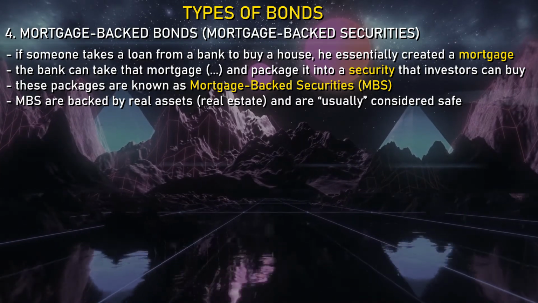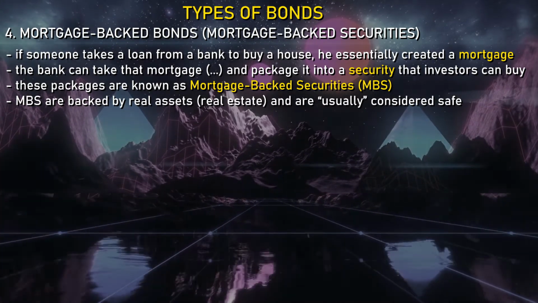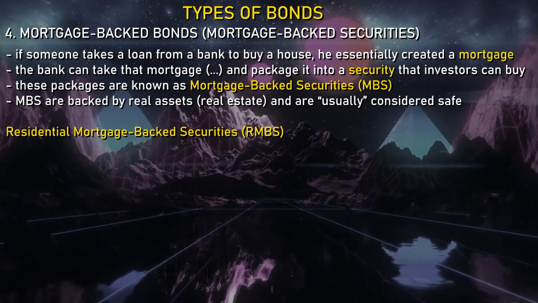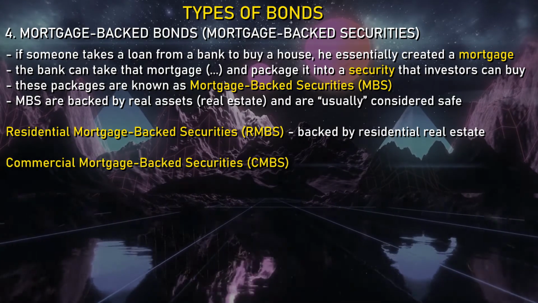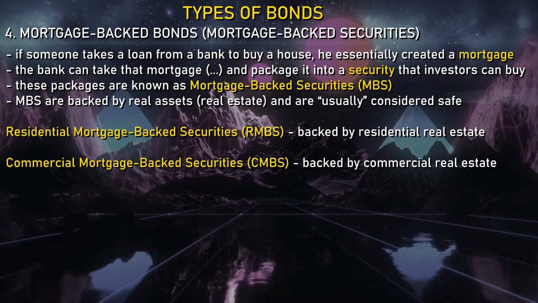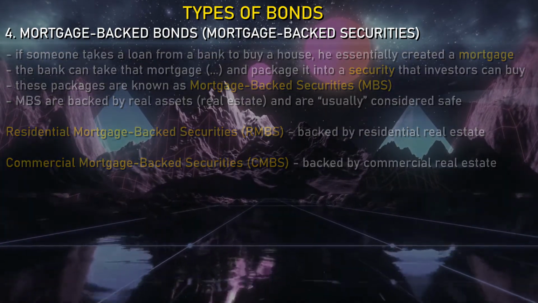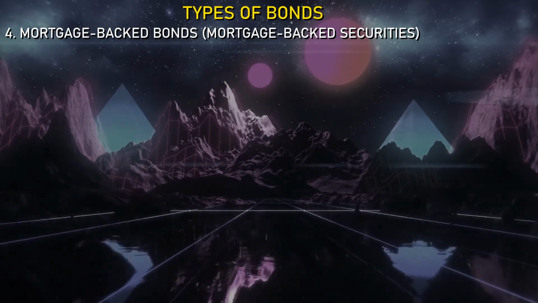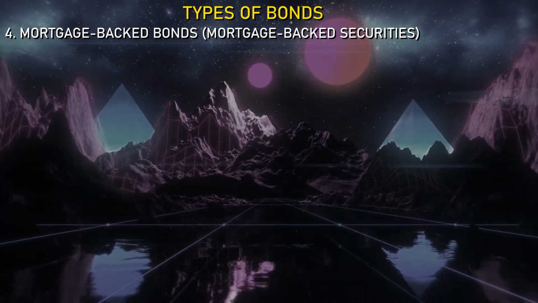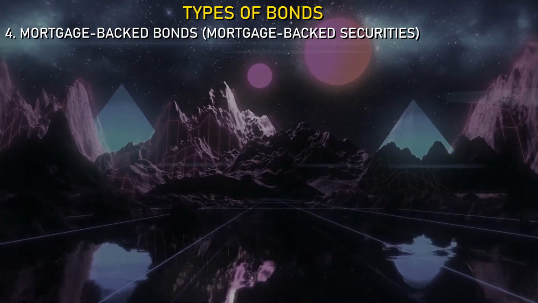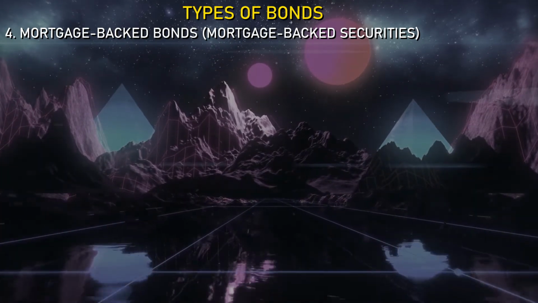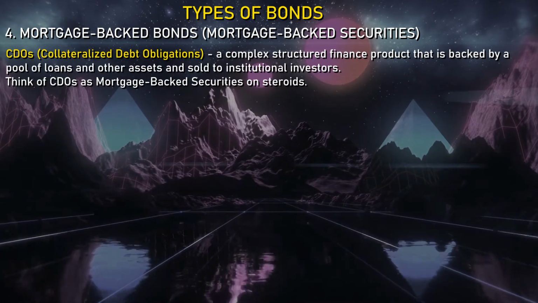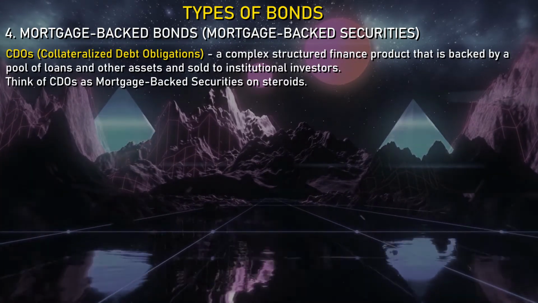There are two types of mortgage-backed securities that are important. Residential mortgage-backed securities, which are backed by residential real estate, and commercial mortgage-backed securities, which are backed by commercial real estate. I mentioned earlier that mortgage bonds are usually pretty safe. Sometimes they are not, though. The problems arise when banks take these mortgage bonds and package them into CDOs, or collateralized debt obligations.